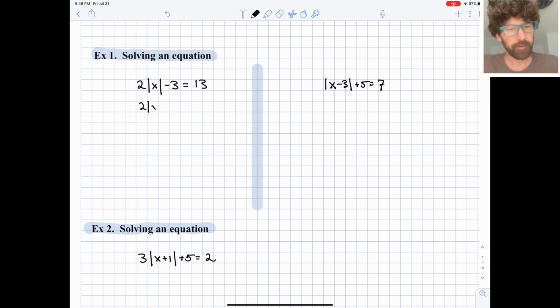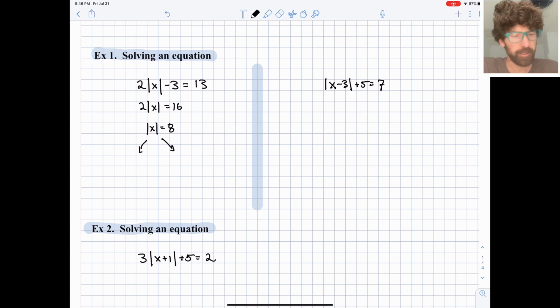So I'm going to add 3 to both sides and then divide both sides by 2. And I've gotten the absolute value of x is equal to 8. And here's what I like to do for these guys. I like to start a double pathway. Once we've pared everything down to just the absolute value bars, we can start a double pathway.